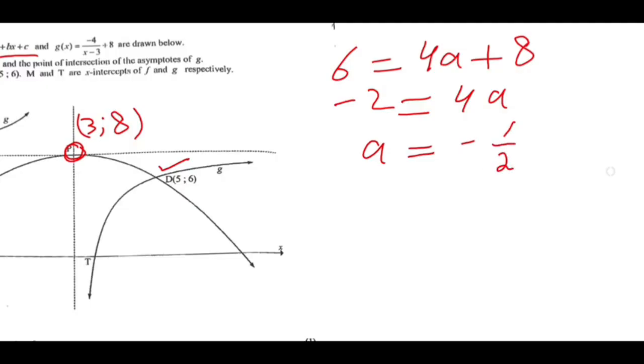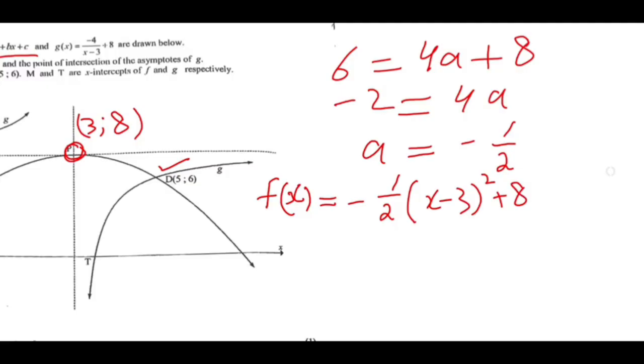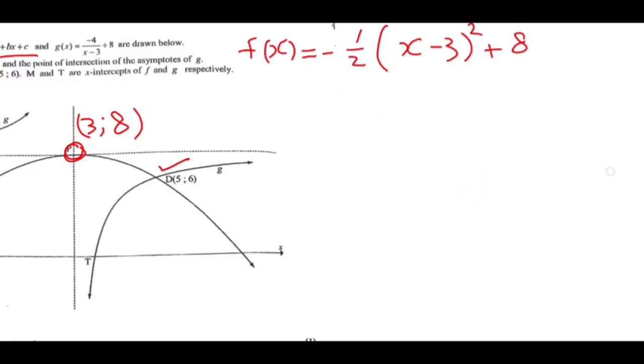Now substitute a back into the equation now. F of x is equal to, in place of a is going to be negative 1 over 2 times x minus 3 squared plus 8. Now I'm going to open up the perfect square formula here. So I'm going to expand the equation.